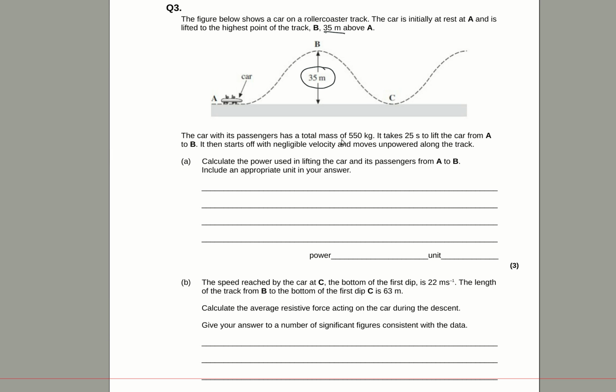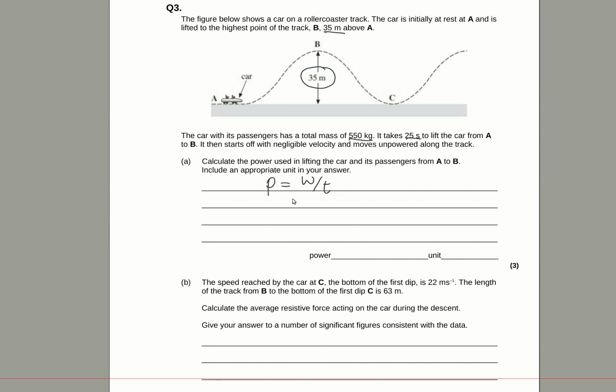So the car and its passengers have a total mass of 550 kilograms, and it takes 25 seconds to lift the car from A to B. It starts at negligible velocity and moves unpowered along the track. Calculate the power used to lift. So we know that power is equal to work done over time. We know the time, we don't know the work done.